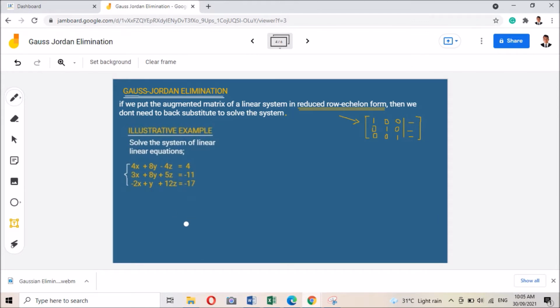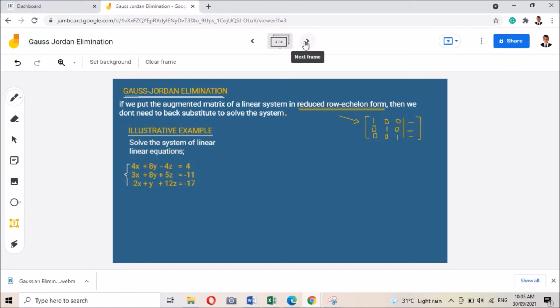You have there 4x plus 8y minus 4z equals 4, 3x plus 8y plus 5z equals negative 11, and negative 2x plus y plus 12z equals negative 17. And our goal in Gauss-Jordan elimination is to make the augmented matrix into this format, the reduced row echelon form, in the form of 1, 0, 0, 0, 1, 0, 0, 0, 1, which is actually an identity matrix.